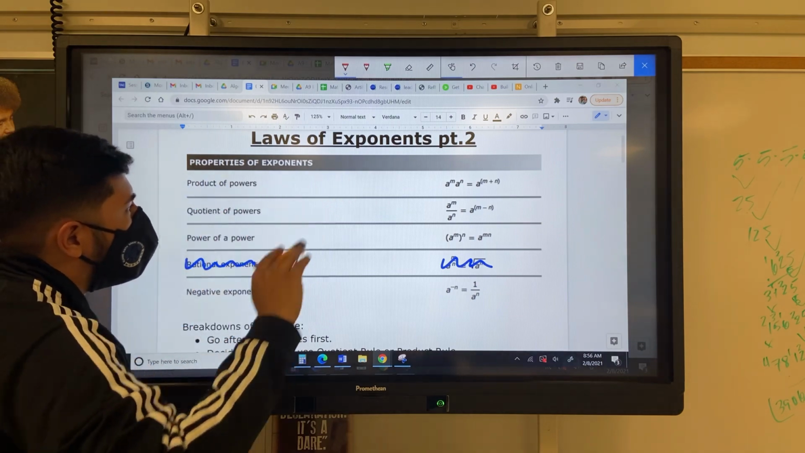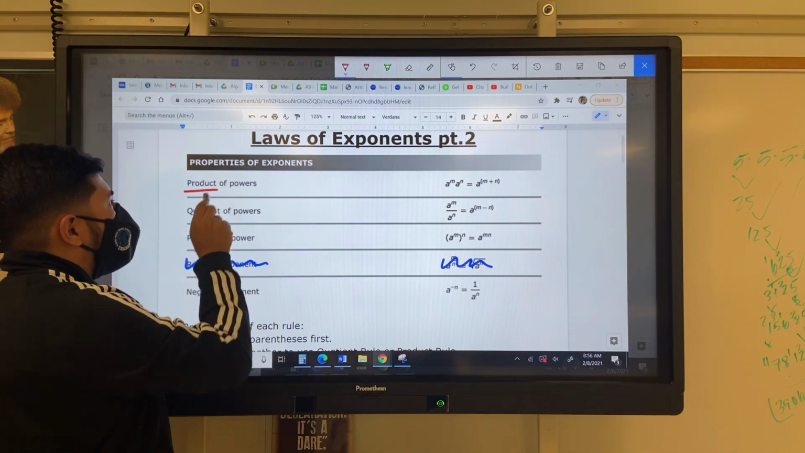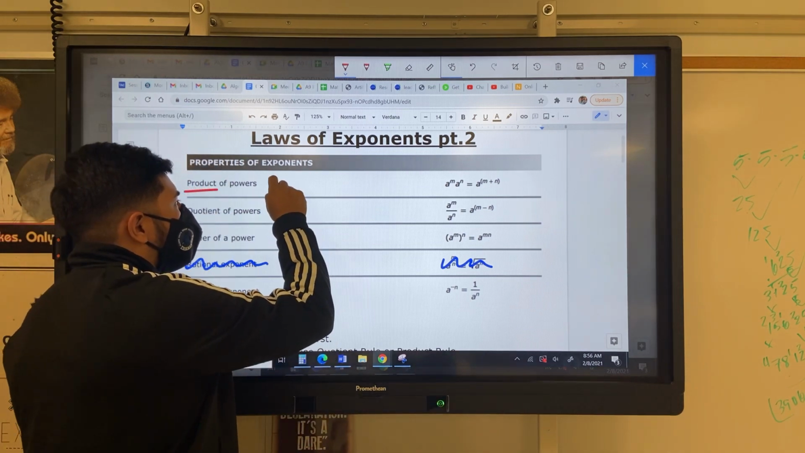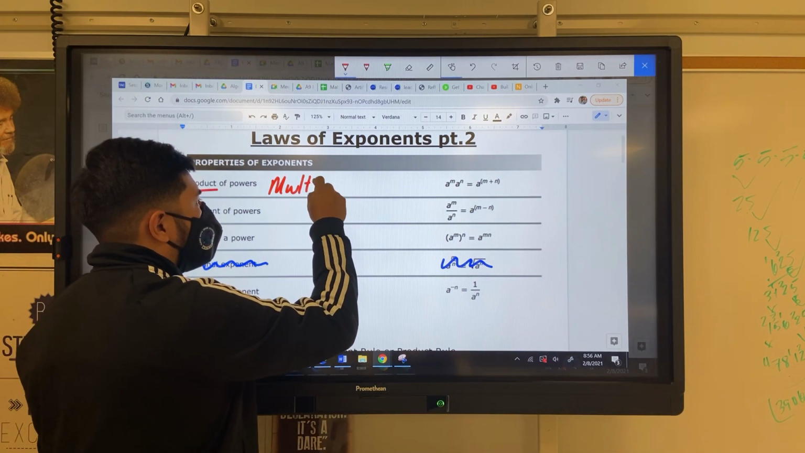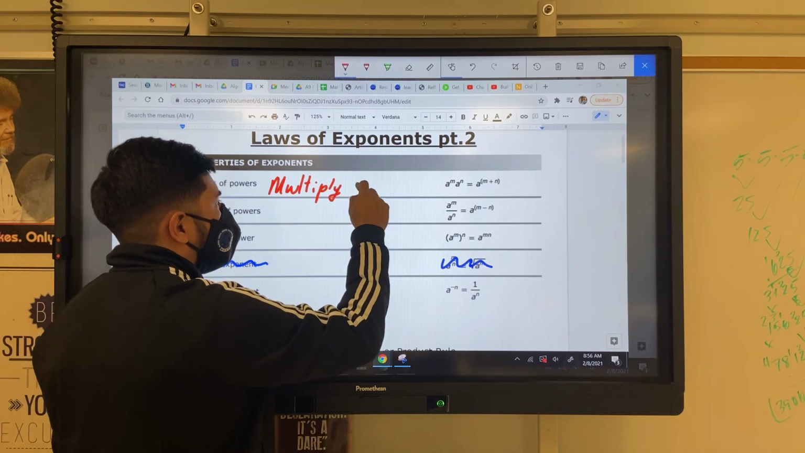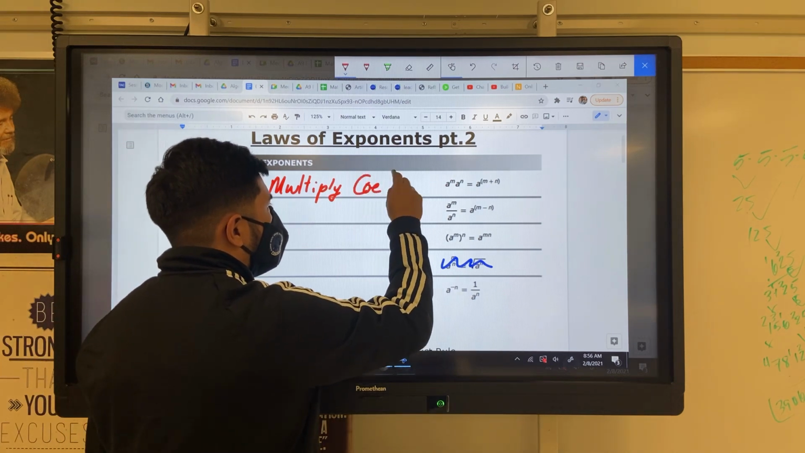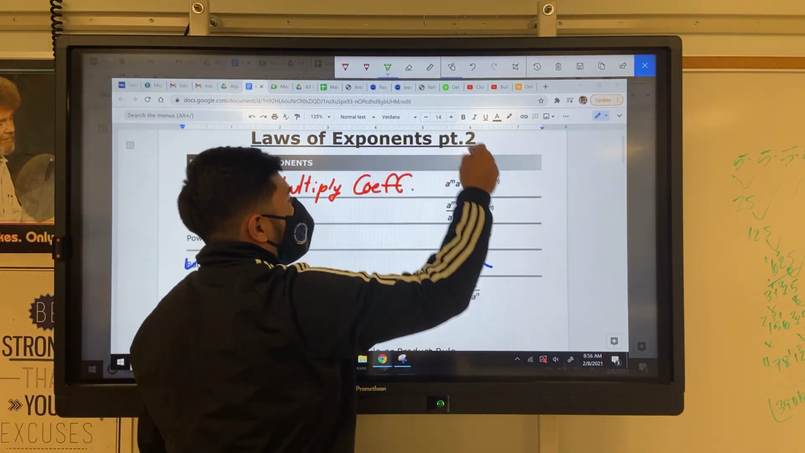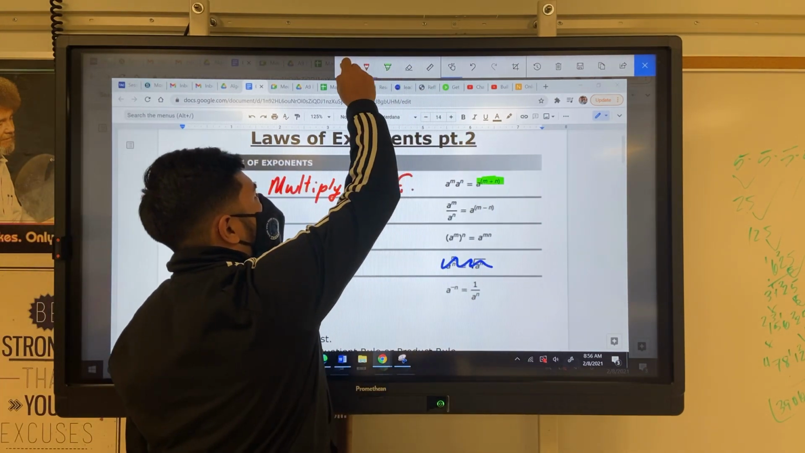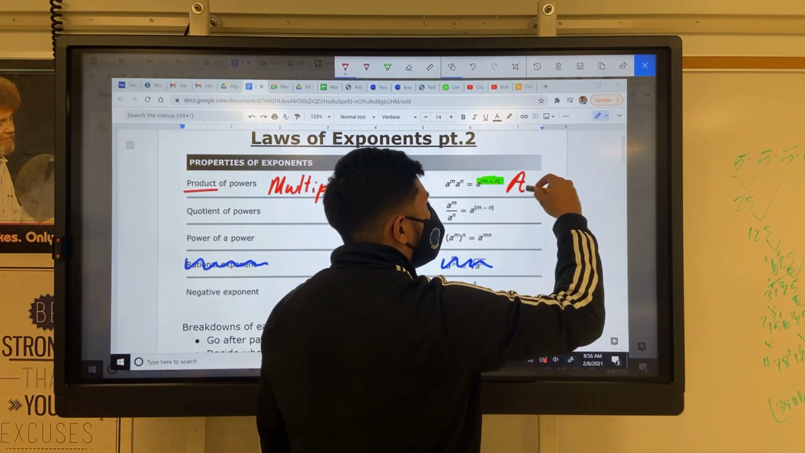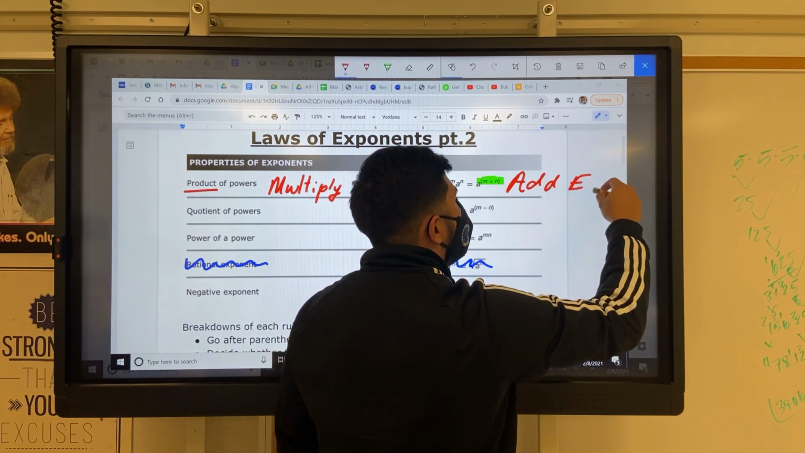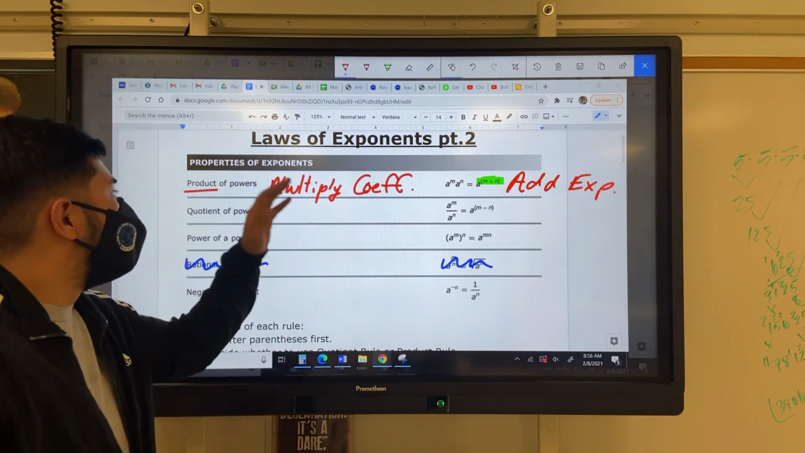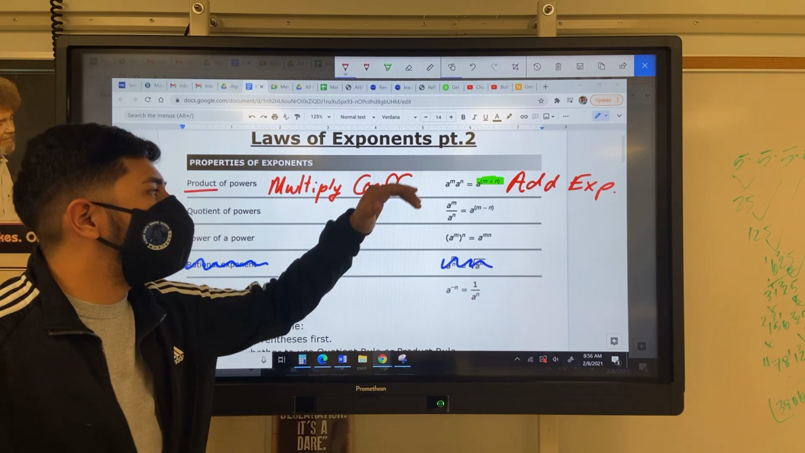Okay, let's make sure we know. For the product of powers, the product rule, we are multiplying coefficients. I'm going to abbreviate coefficients. And then for my exponents, it's telling me to add. Write it out, make sure you know: product of powers, multiply coefficients, add exponents.